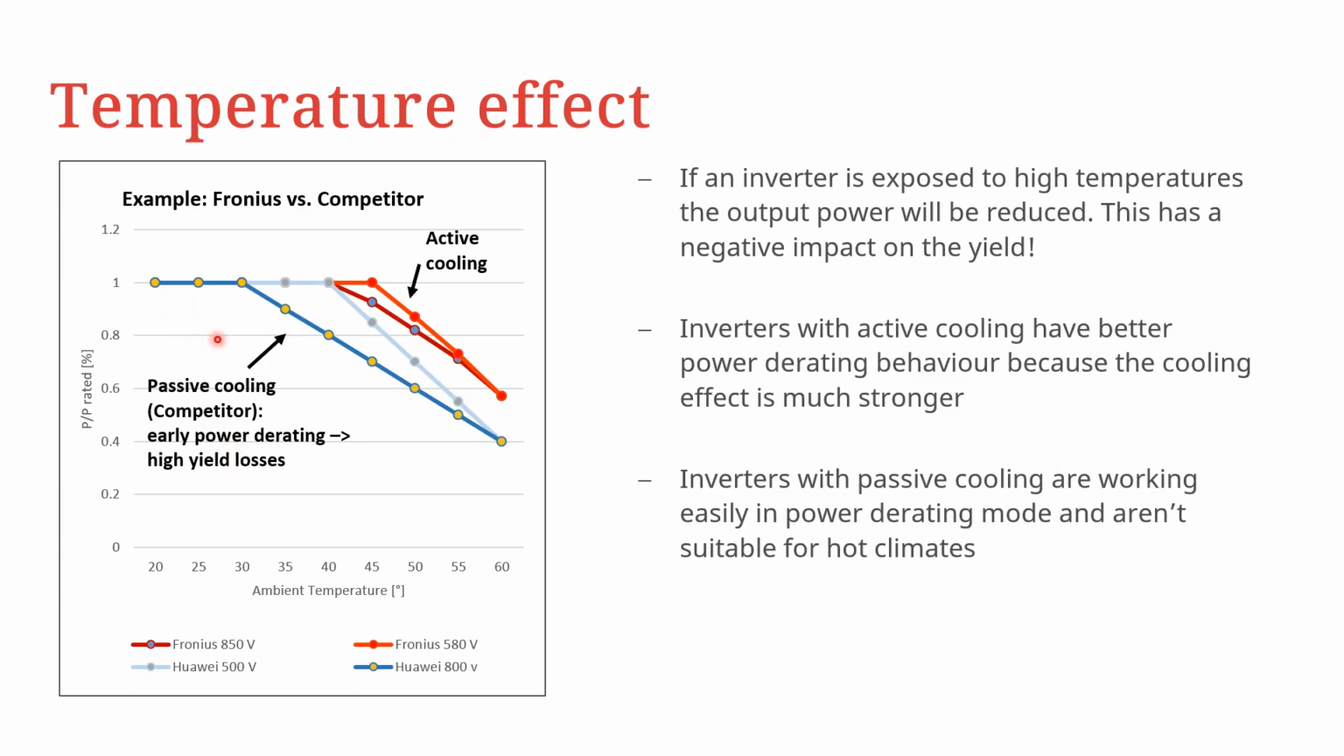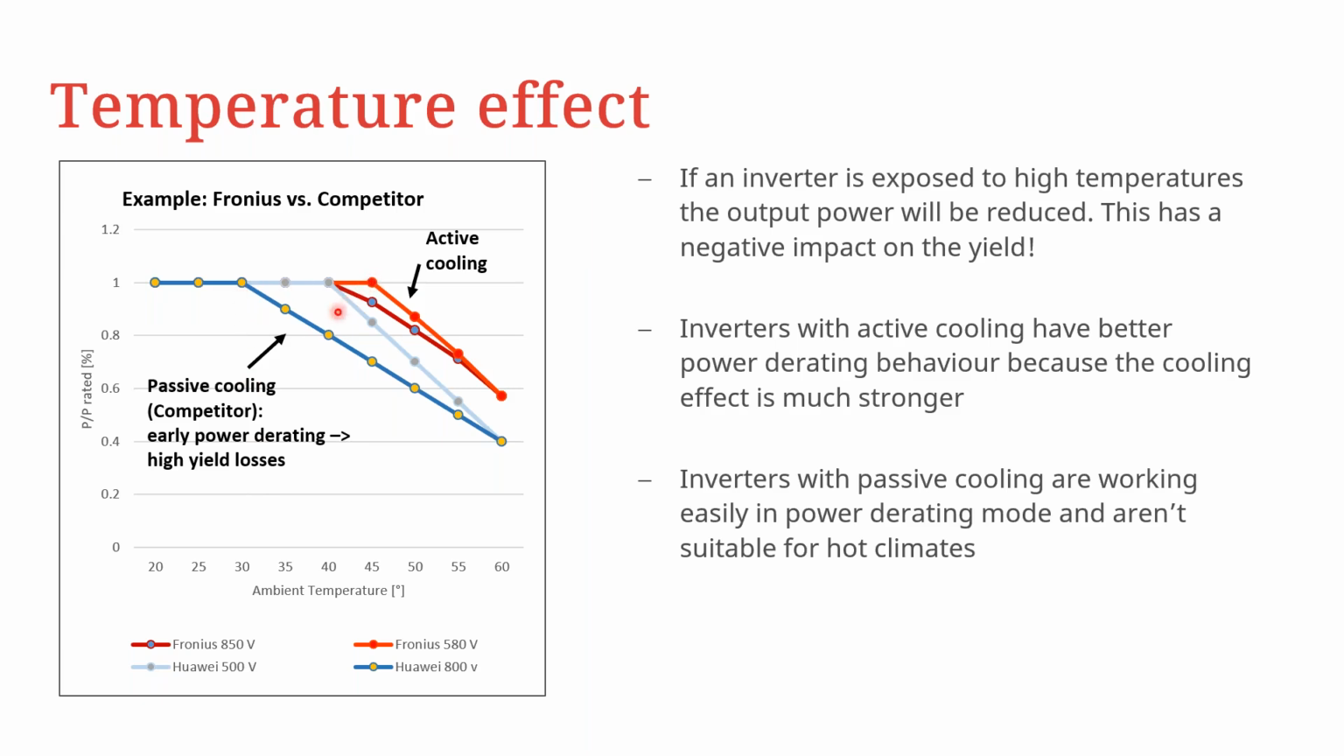So on this graph to the left here, we are comparing two inverters, one from Fronius operating at both 580 volts on the DC side and at 850 volts, and then a competitor inverter operating at 500 volts and at 800 volts. What we can see is that at 580 volts, which is actually a nice MPP voltage, the Fronius inverter is able to give you maximum output up to about 45 degrees Celsius ambient temperature. And the passively cooled inverter starts derating just above 30 degrees Celsius.